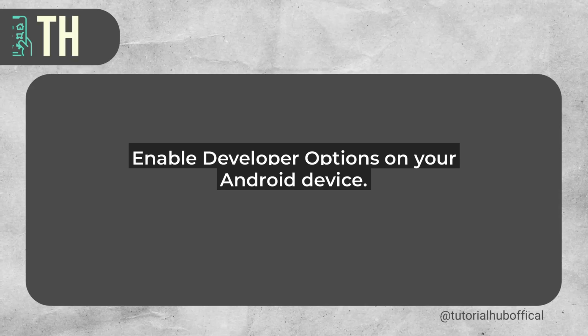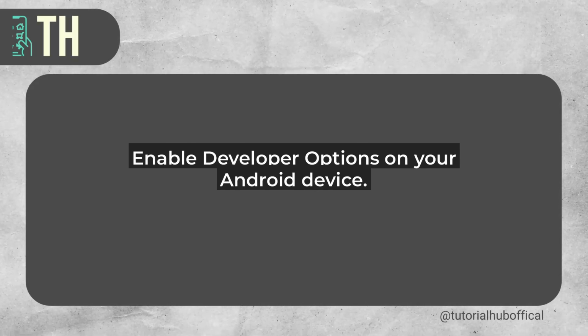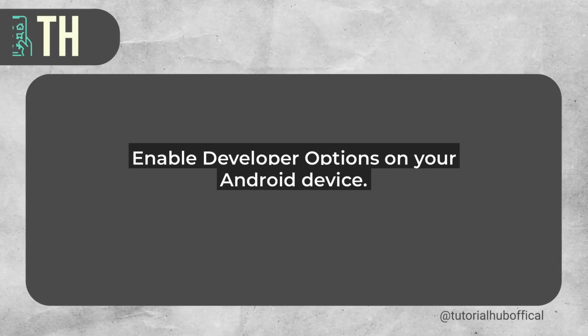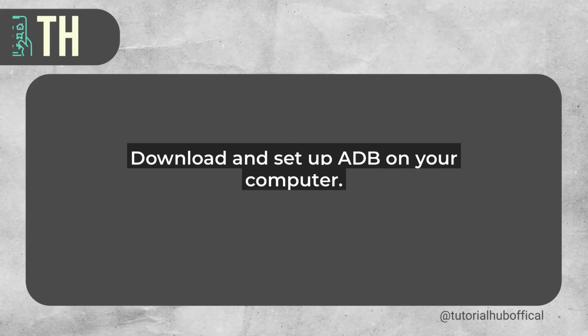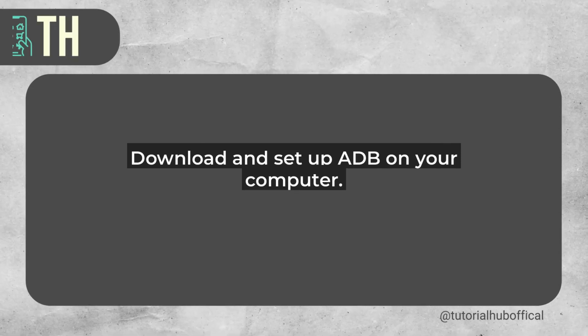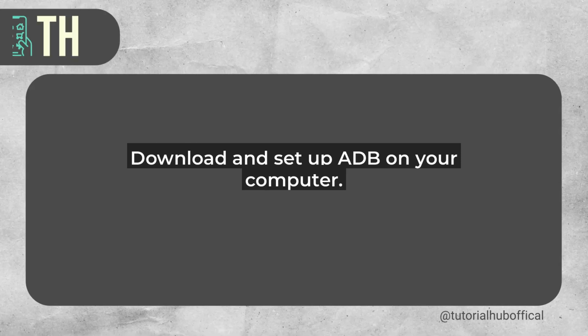Let's dive in. First things first, you need to ensure your device is in developer mode. Go to your phone's settings, scroll down to About Phone, and tap on build number 7 times. This will unlock developer options. Once that's done, head back to settings and find developer options. Enable USB debugging here. This allows your computer to communicate with your device.